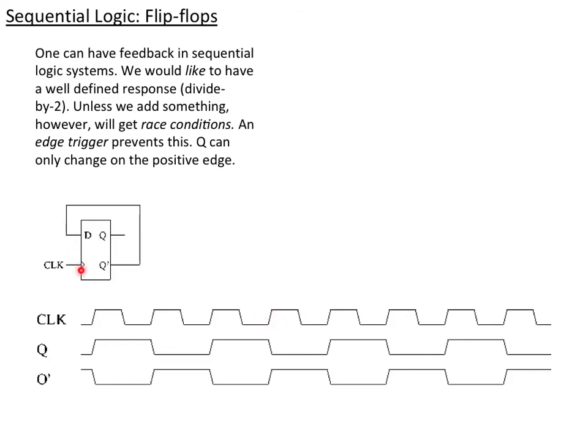This little triangle there on the clock means it only changes on the upward going edge condition. That's wildly oscillating condition we had before, we call race conditions, and an edge trigger prevents that. I only want to change on this upward going edge of the clock that comes in, and then I do get this behavior coming out. So a D-type flip-flop with an edge trigger on the clock, and I connect Q bar into D, will give me dividing the clock frequency by 2.